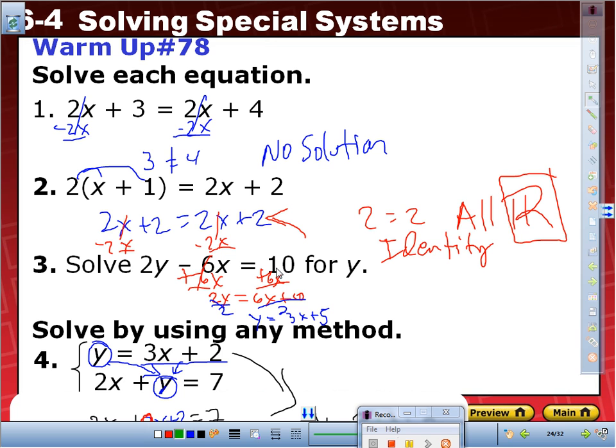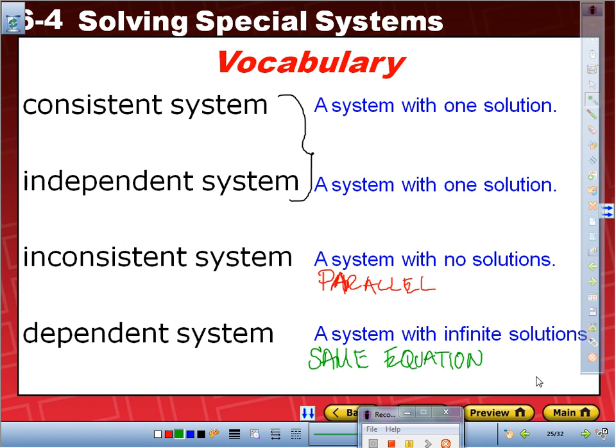In the warm-up, what did we notice about this? That this one was exactly the same as this one, wasn't it? That's why it's called an identity, and that's why the solution is all real numbers or infinite solutions. That's why I'm letting you write here, where it says when it's the same equation for the system, that's why there's infinite solutions.